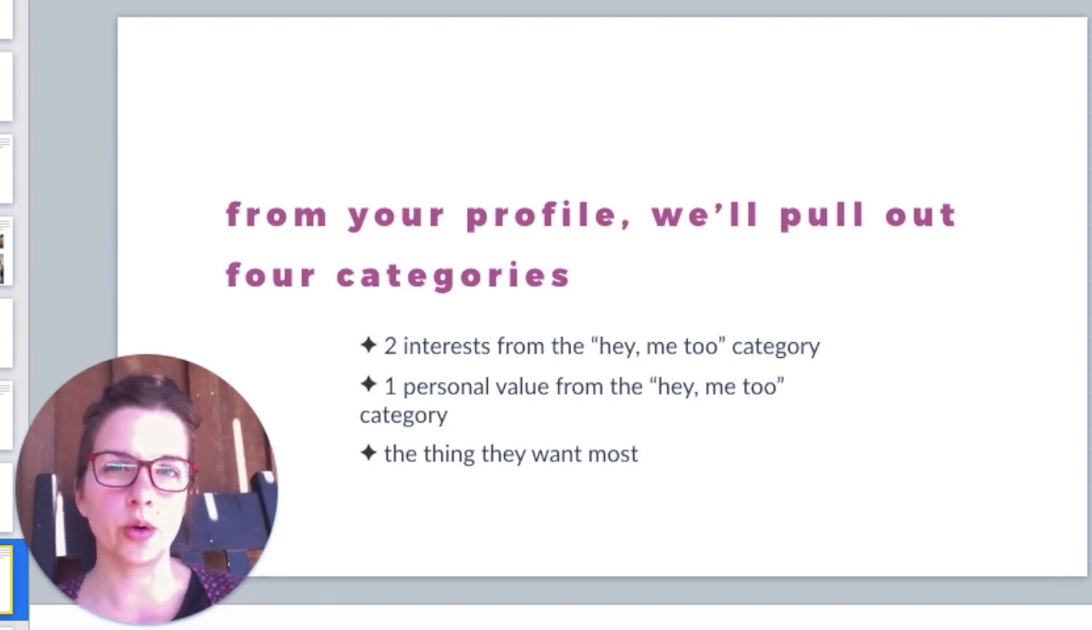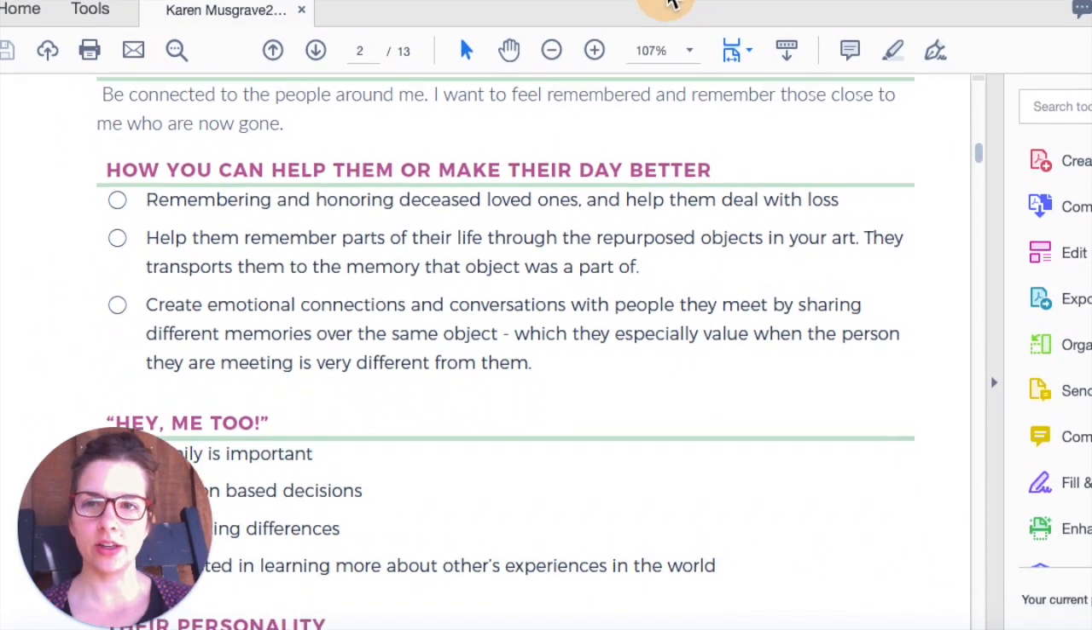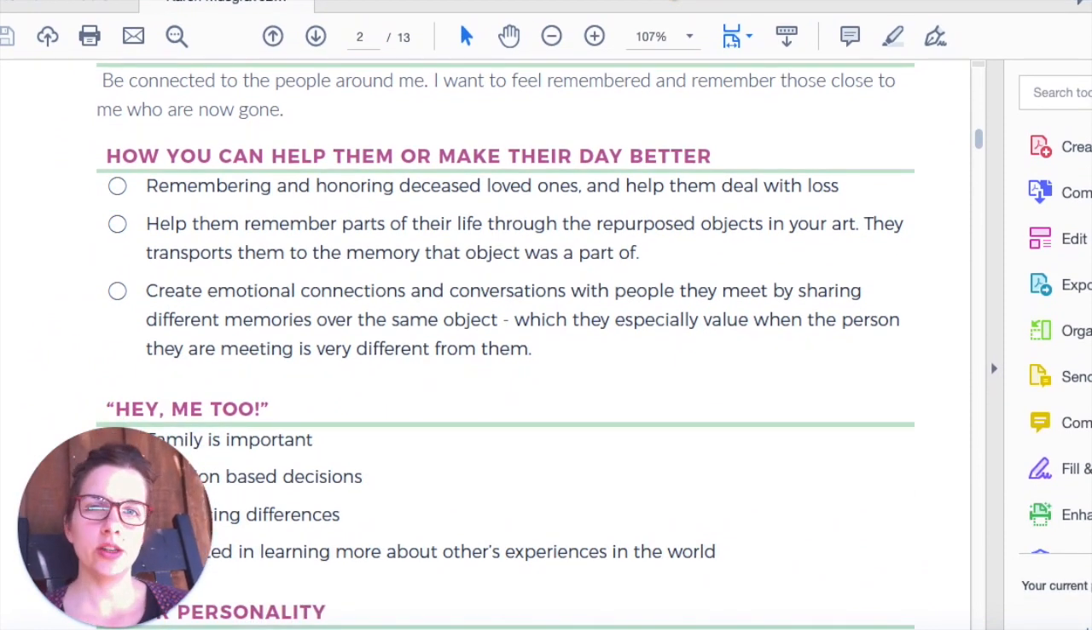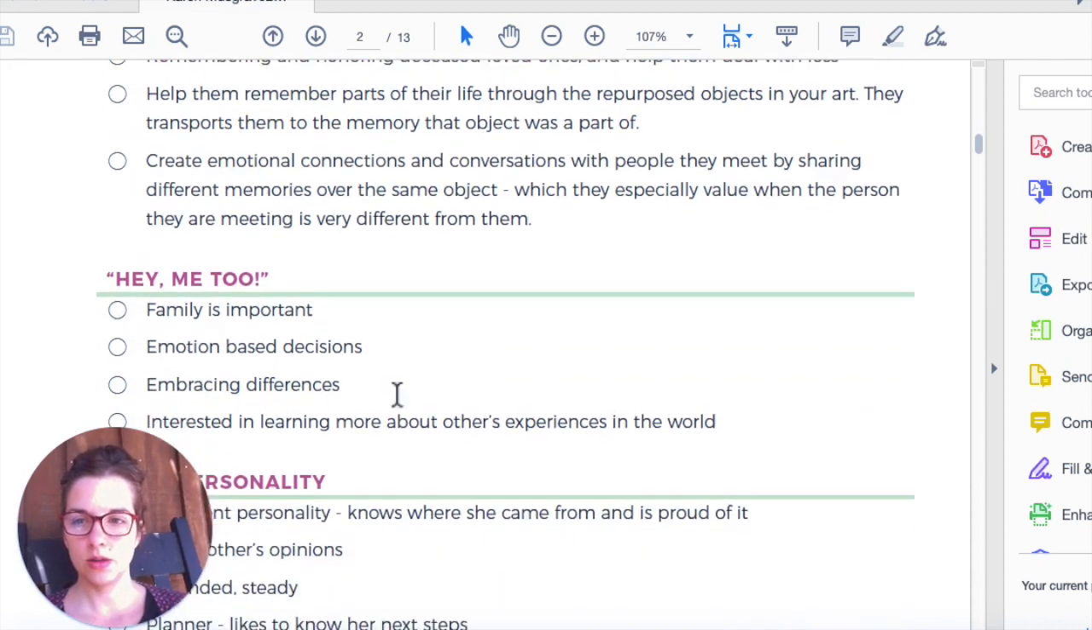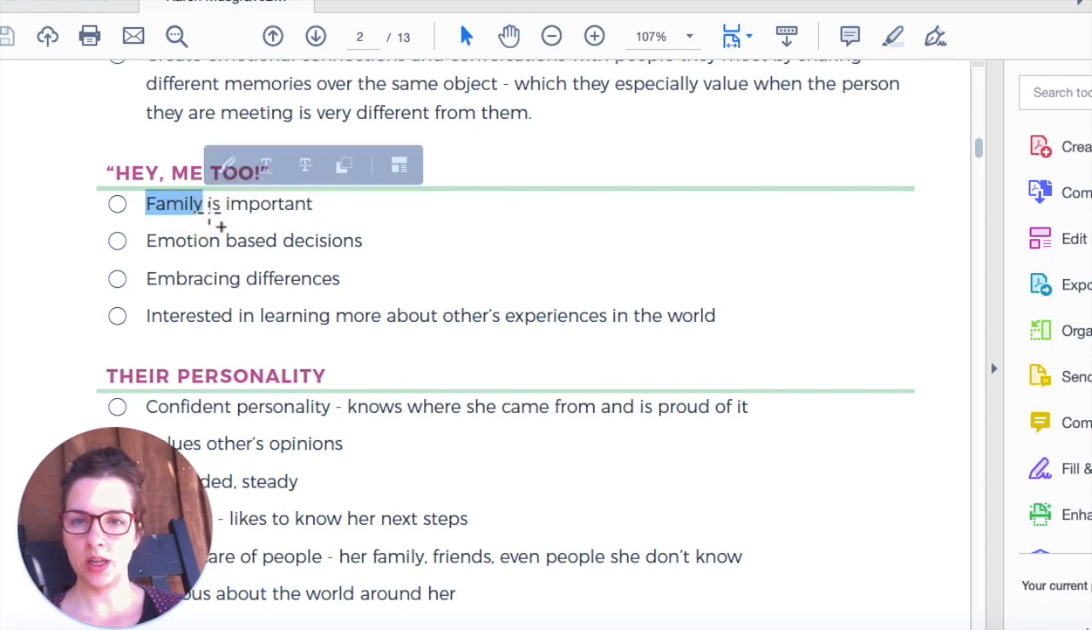Let me show you what this looks like real quick. I'm going to show you how to take your ideal art buyer profile and turn it into the beginning of your social media post. This is the connection piece. So you are going to, per the slides, take 2 categories from the Hey Me Too that are pretty easy for you to talk about, things that you're interested in. So for Karen's, we will use family and others' experiences in the world.